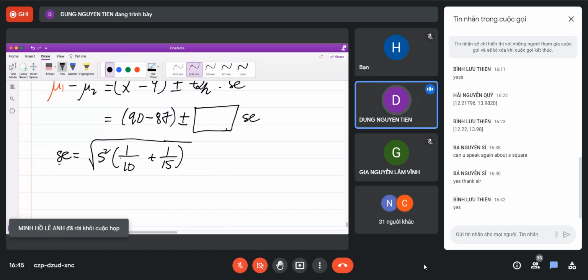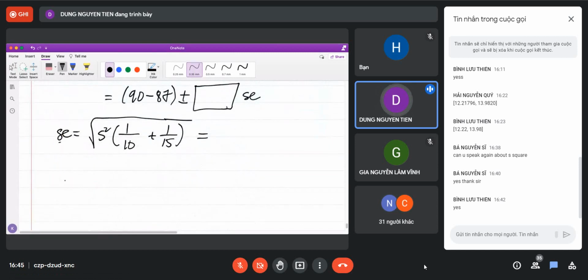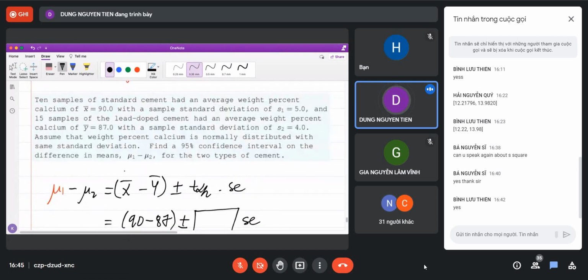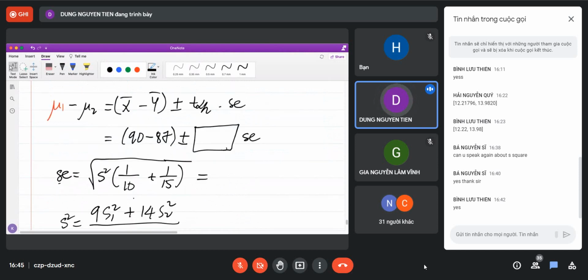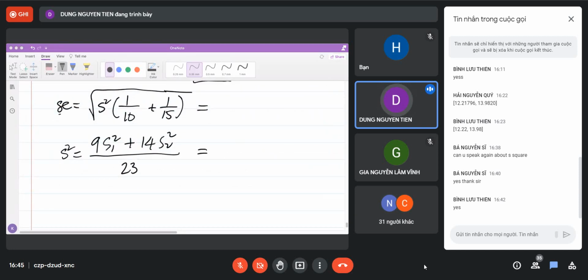So you get s squared times this one. And s squared is the pooled value. So s squared is 9 times s1 squared plus 14 s2 squared over 23, where s1 is 5, s2 is 4, and then you can get the s squared, right? S squared is 19.52. You can also find the standard error, which is 1.796.